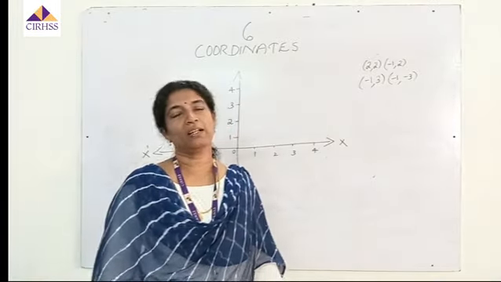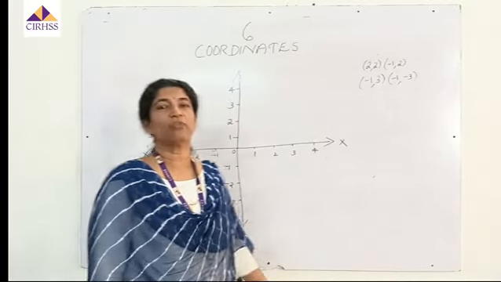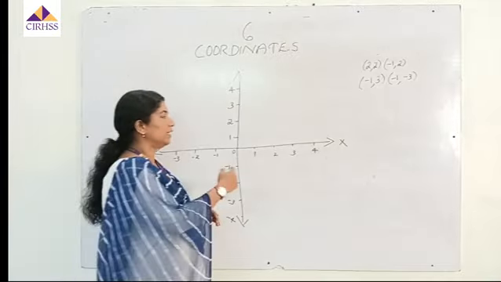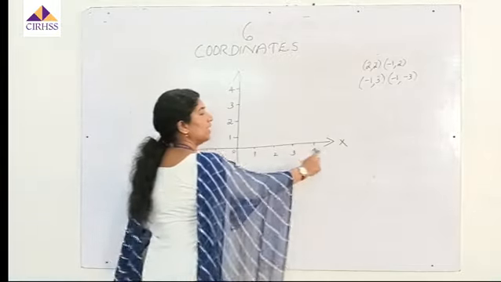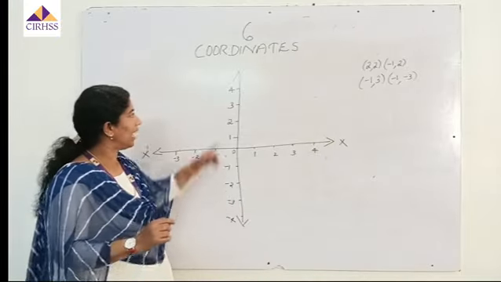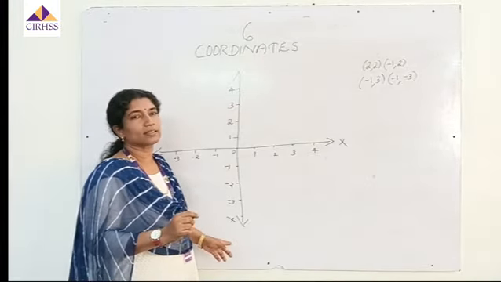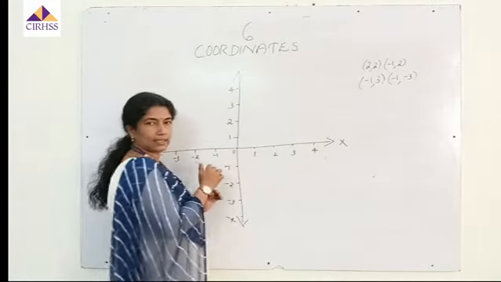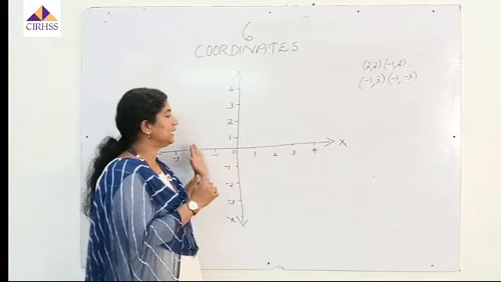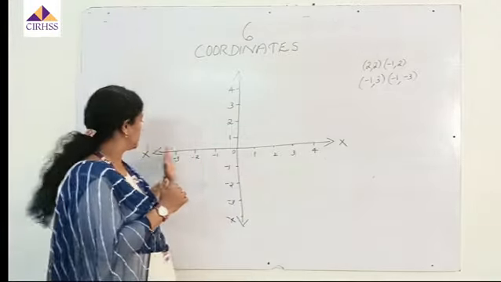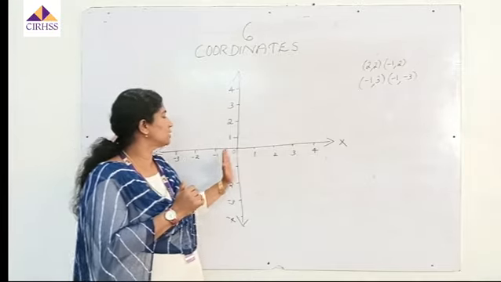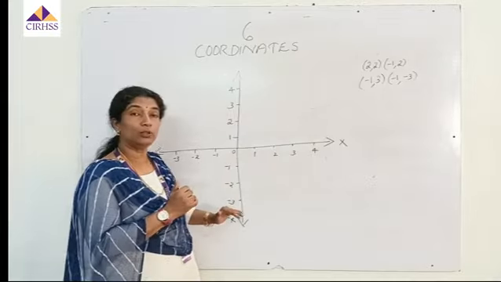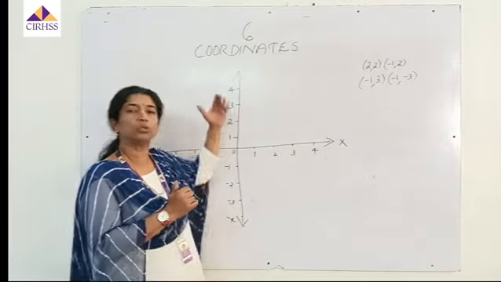To study the chapter coordinates, we have to consider the x-axis and y-axis. The horizontal line is known as the x-axis and the vertical line is known as the y-axis. On the x-axis, the values increase from left to right, that is -3, -2, -1, 0, 1, 2, 3, 4, etc. On the y-axis, the values increase from bottom to top.